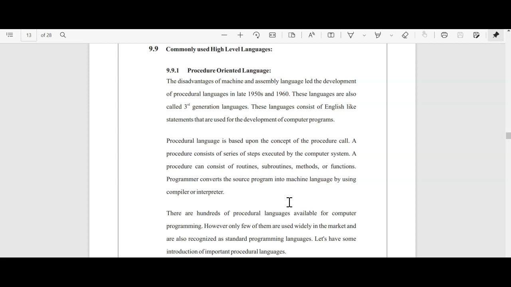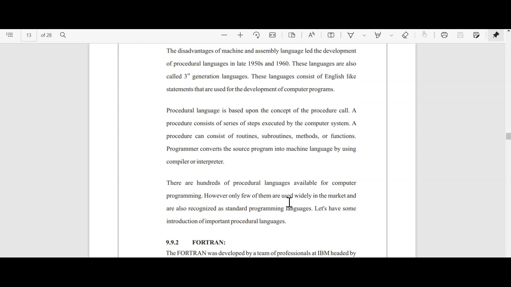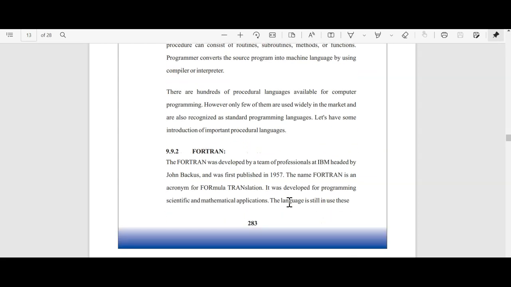They are like the English language, but they follow some procedure. They are based upon the procedure call. A procedure consists of a series of steps, so it includes steps to be executed by a computer system. It can have routines, subroutines, which are methods or functions. Programmers convert the source program into machine language using the compiler or interpreter, which changes according to whatever language we are using.